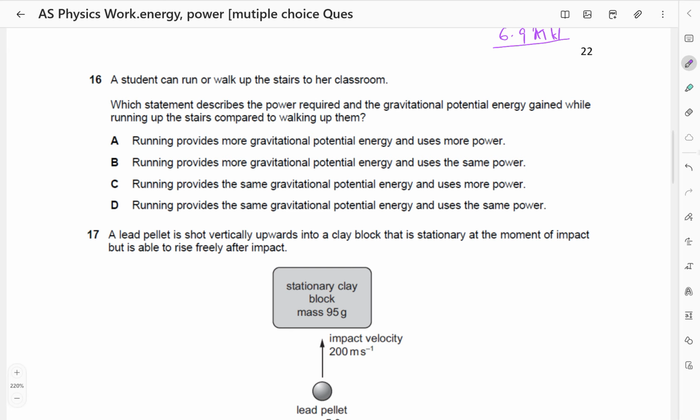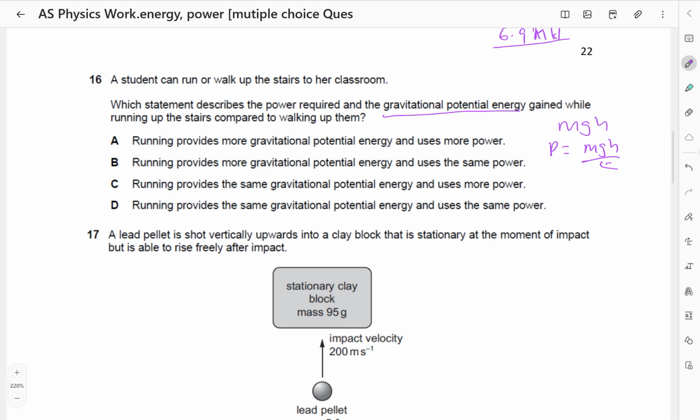Which statement describes the power required and the gravitational potential energy gained while running up the stairs compared to walking up the stairs? So the gravitational potential energy remains constant because it does not depend on the speed. It is mgh. And then for power, it will be mgh divided by time, the work done over time taken. So when running, the time taken is smaller, the power is greater. And when walking, the time taken is bigger, the power is smaller.